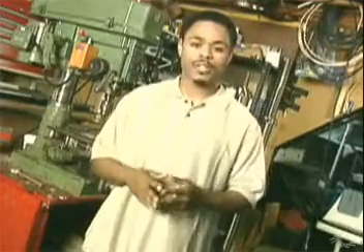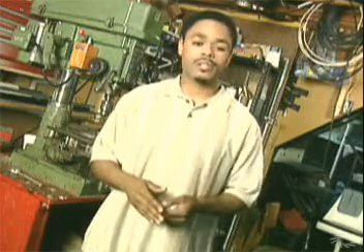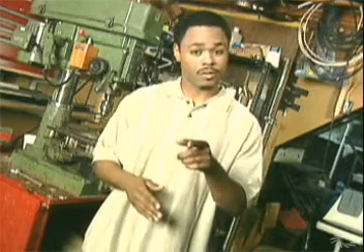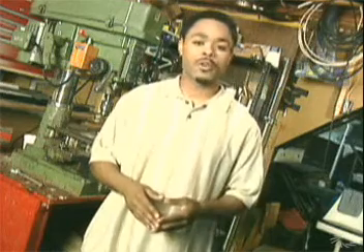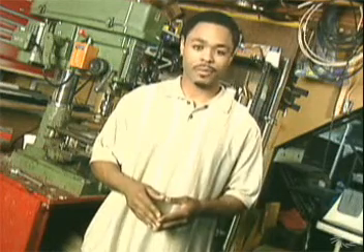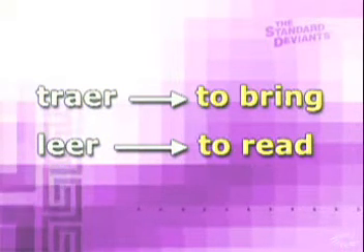The more you practice the present progressive, the easier it will become. Soon you'll be doing it in your sleep. But before you get too cozy, we're going to have to show you a few verbs that have irregular present progressive forms. Look at the verbs traer and leer, which mean to bring and to read.